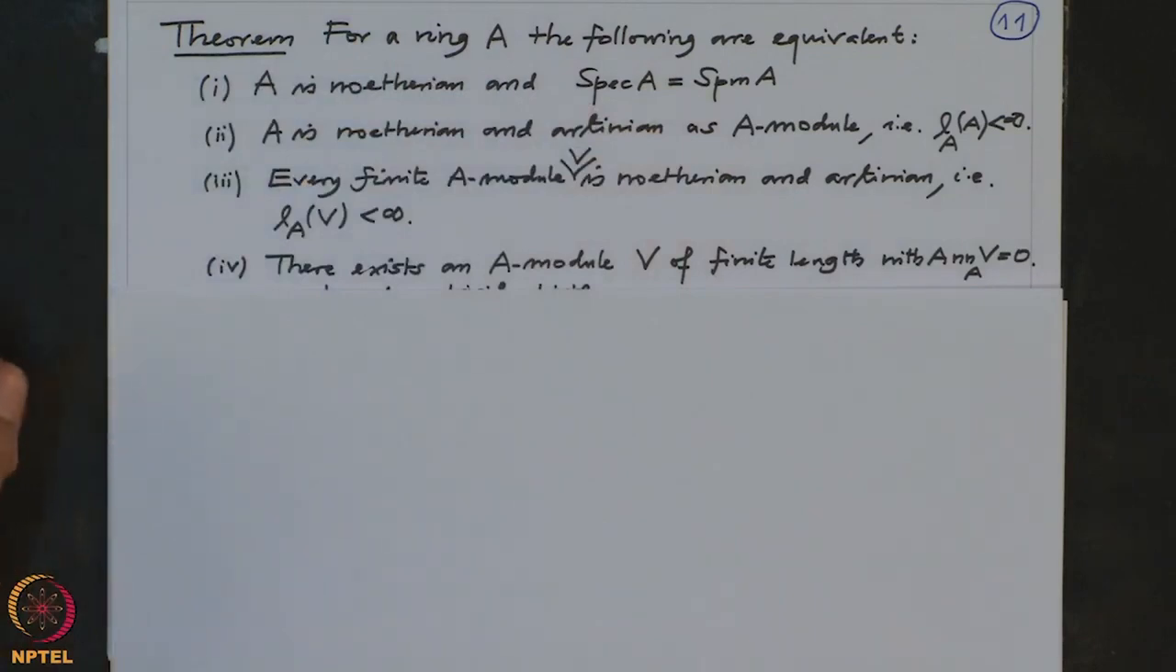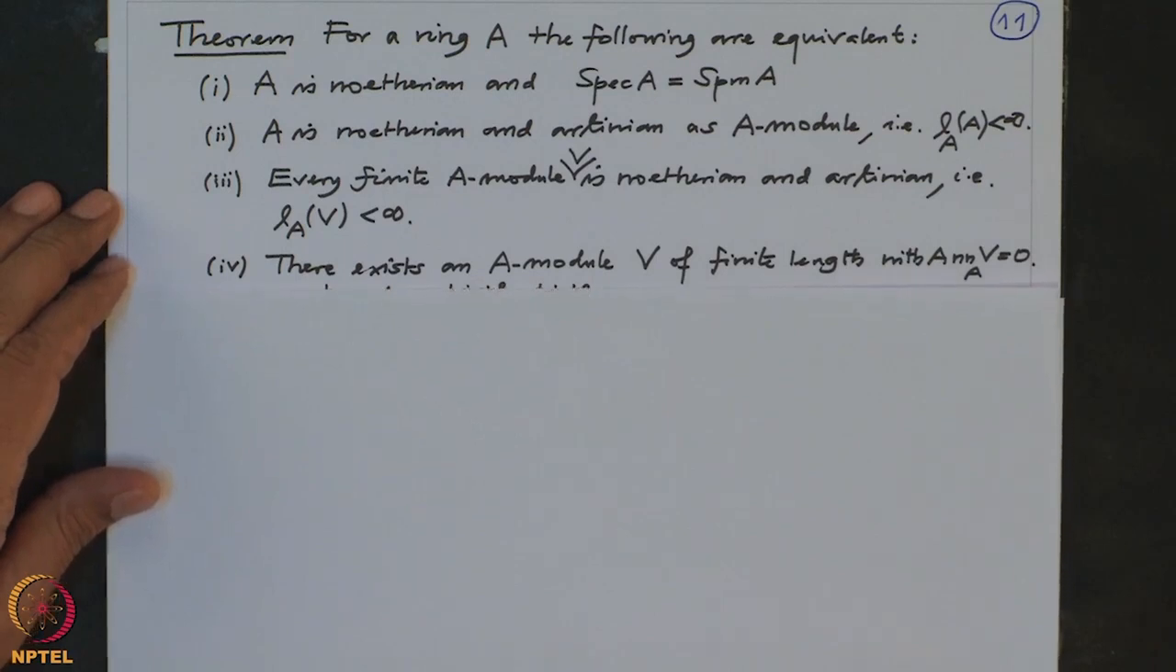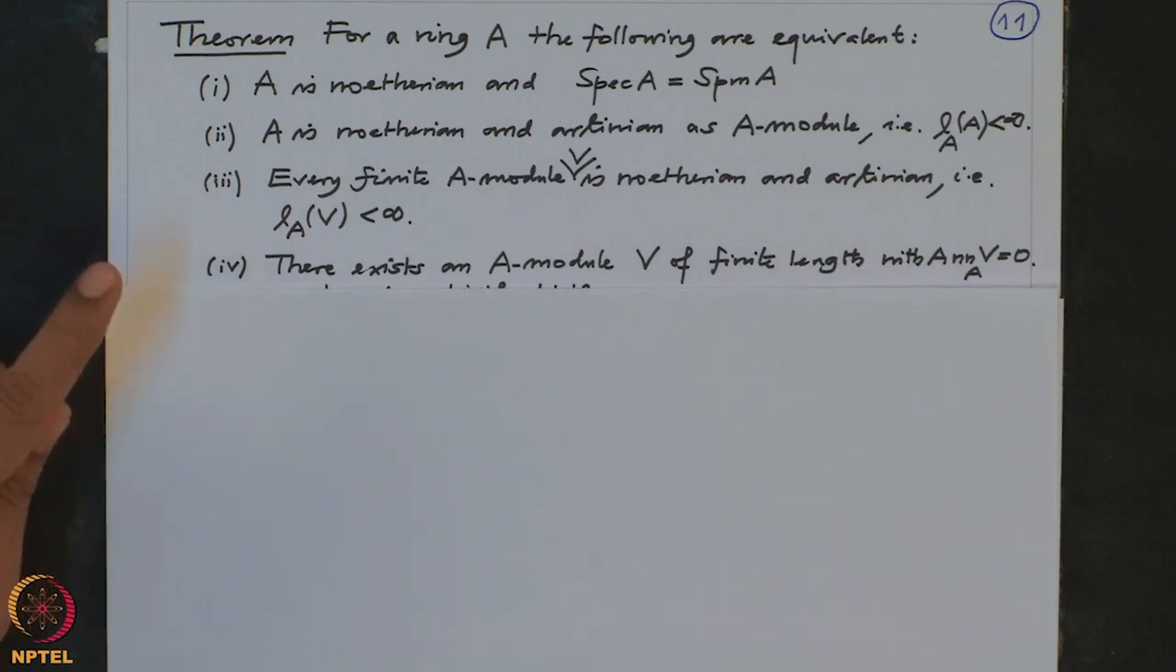A third one is every finite A module V is Noetherian and Artinian, that is, the length of V is finite. So the third statement says that every finite A module has a finite length, and that is equivalent to saying that the base ring is Noetherian and every prime ideal is maximal. Okay, fourth statement is there exists an A module V of finite length with annihilator zero. You see here, this is very important. This fourth statement is about the existence of a module of finite length with annihilator 0, and the conclusion we are drawing about the ring A being Noetherian or prime ideals being maximal and so on.